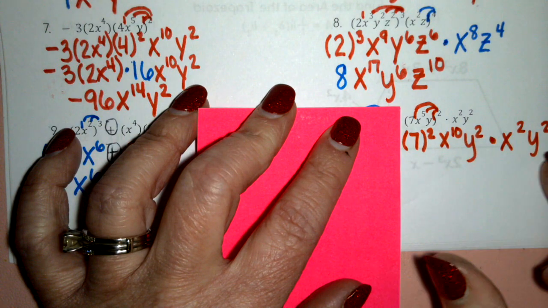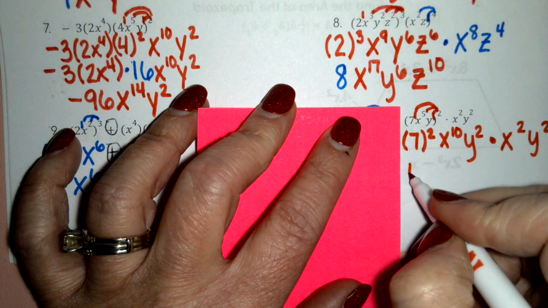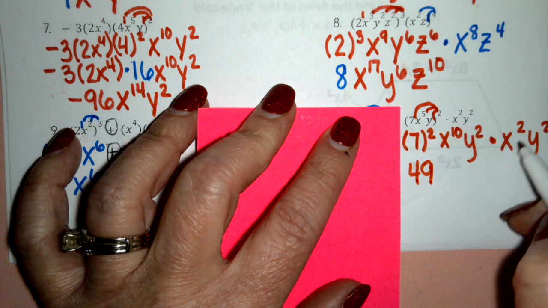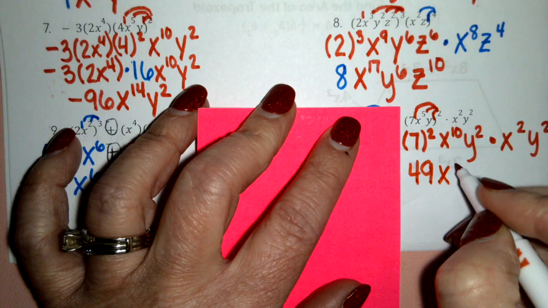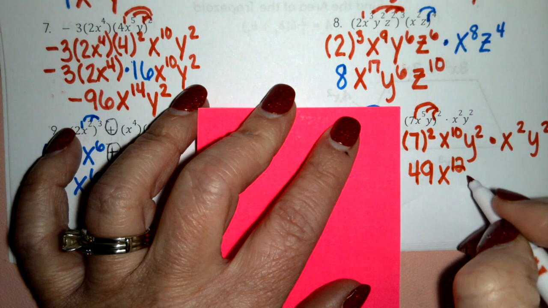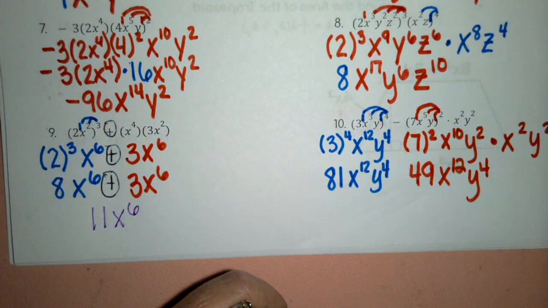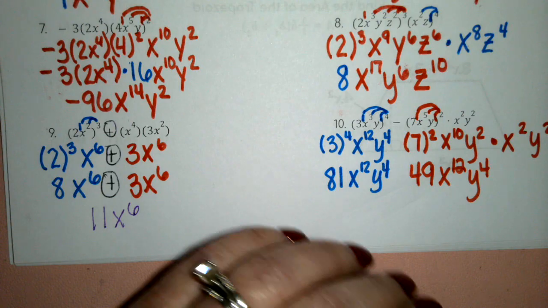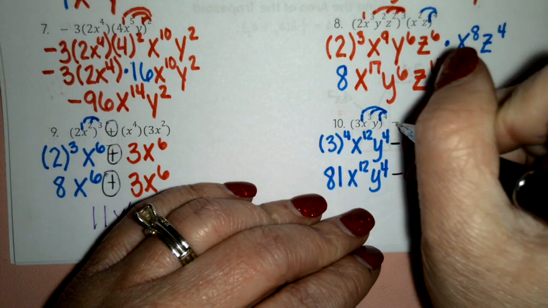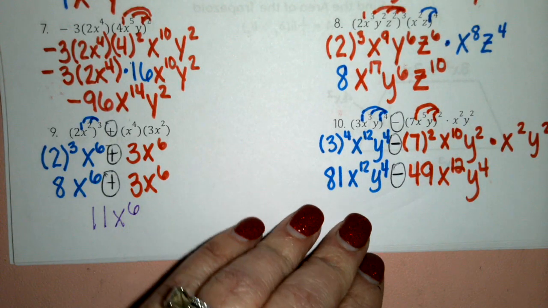Now we need to go ahead and simplify all of this. So 7 squared is 49. X to the 10th times x squared is x to the 12th. Y squared times y squared is y to the 4th. Now we can't forget the blue side because it's there. And we have a minus sign in the middle of them. Go ahead and circle that so we can remember it.